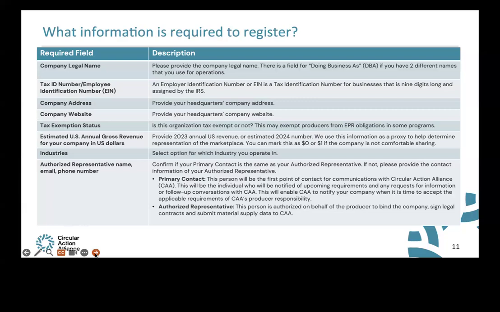We'll also ask for information like revenue and industry. We use this data for prioritization and understanding the producer landscape. You can estimate your revenue or put 0 in if you don't feel comfortable disclosing your revenue to us. And finally, as we mentioned in the slide before, we ask for a primary contact and an authorized representative.